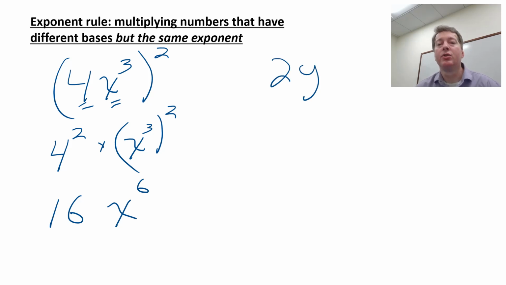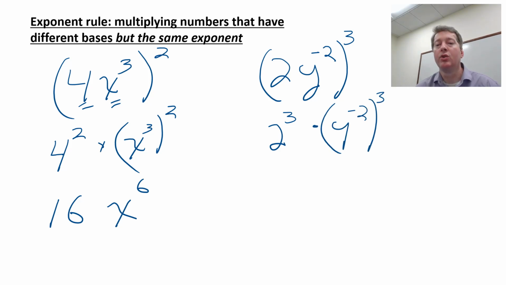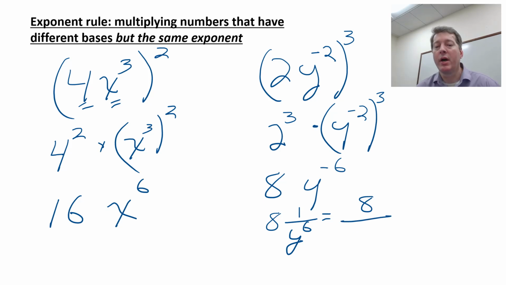Suppose I had (2 times y to the negative 2) cubed. So that is the same as 2 cubed times (y to the negative 2) cubed. That's the same as what? 2 cubed is 8. (Y to the negative 2) cubed, you multiply the exponents. That's y to the negative 6. So 8y to the negative 6, which is the same as what? That's the same as 8 times 1 over y to the positive 6. And that's the same as what? You have an 8 on the top and a y to the 6th on the bottom. 8 over y to the 6th.